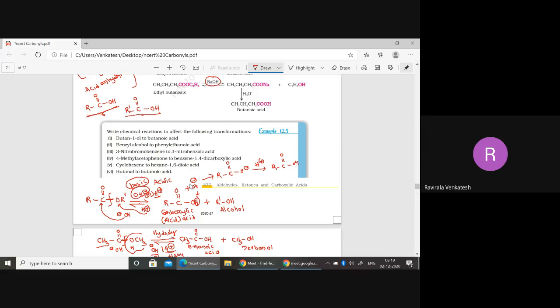3-nitrobromobenzene is converting into 3-nitrobenzoic acid. This type of problem is very important for the conversions. Now what happened here actually? 3-nitrobromobenzene. Now bromo is converting into what here? Benzoic acid. That means a halogen compound. How do you convert it into benzoic acid?